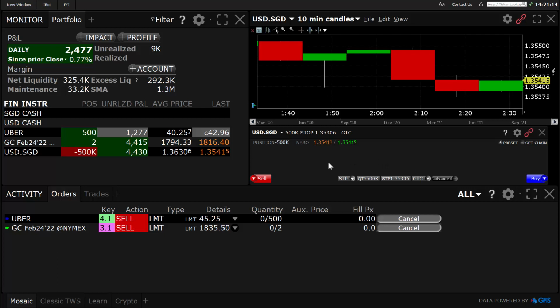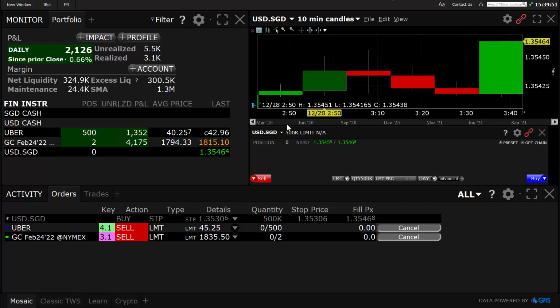So I'm ready to place an order to get out. Since I'm short, I need to buy back the shares. So I'm going to place a buy stop, 500,000 my position at 1.35306 for 1,000 ticks, good till canceled. And I'll be back to place this order.